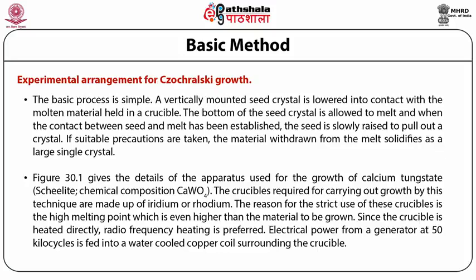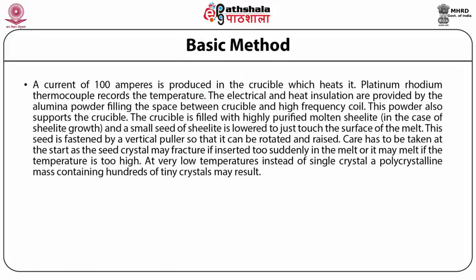Electrical power from a generator at 50 kilocycles is fed into a water-cooled copper coil surrounding the crucible. A current of 100 amperes is produced in the crucible, which heats it. Platinum rhodium thermocouple records the temperature. The electrical and heat insulation are provided by the alumina powder, filling the space between crucible and high-frequency coil. This powder also supports the crucible.